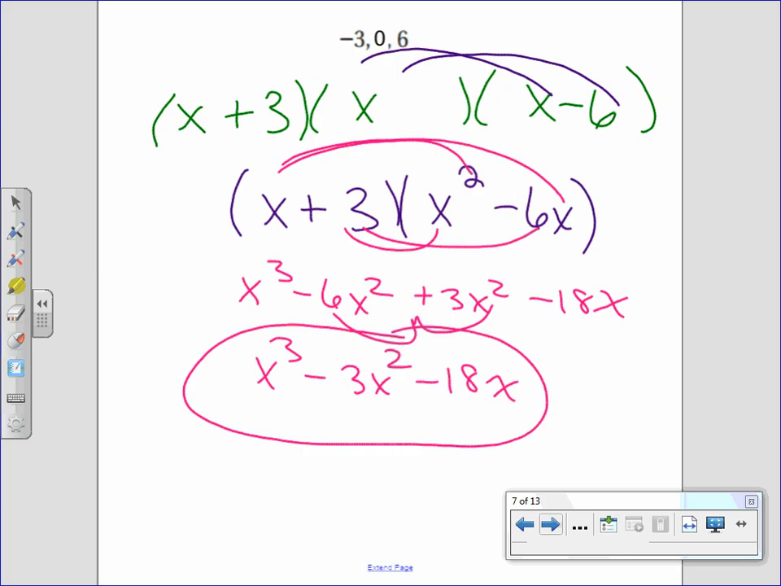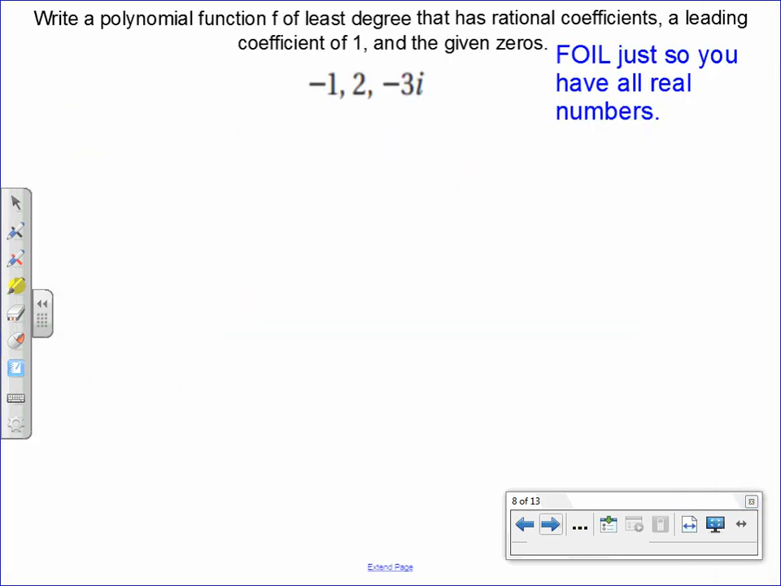For our next one, we get to use that conjugates rule that we learned about at the beginning. We've got negative 1, 2, and negative 3i. I'll go ahead and set up my 3 binomials.